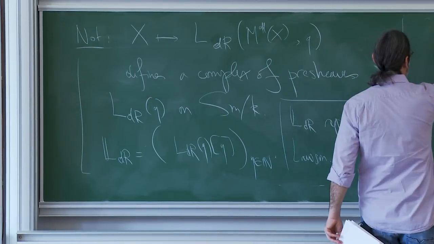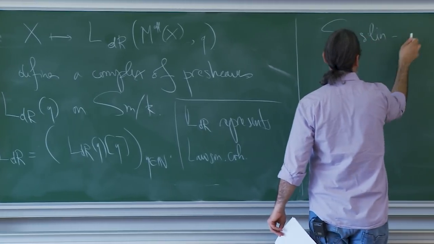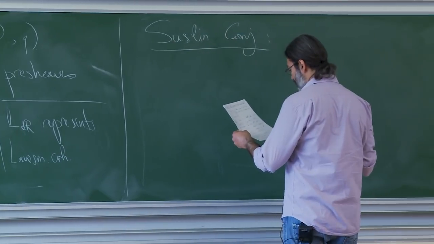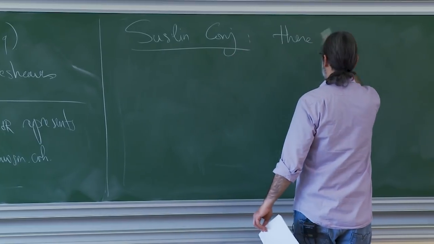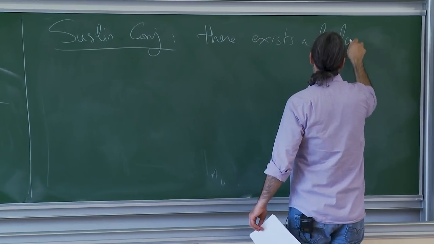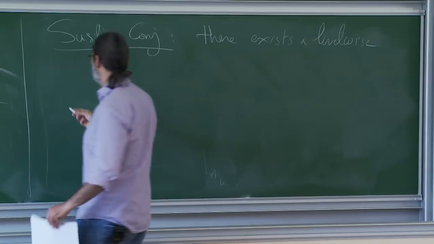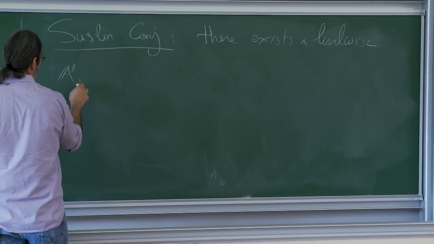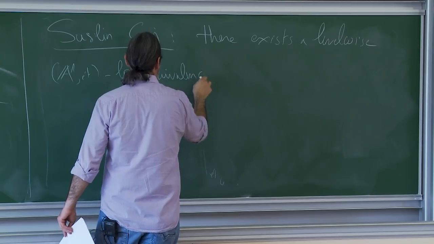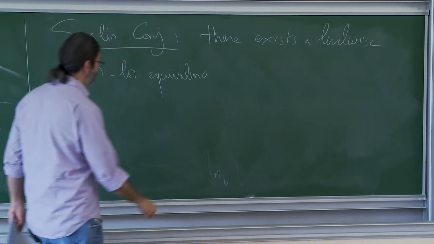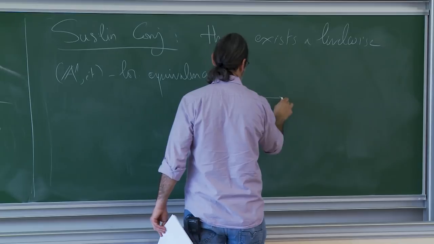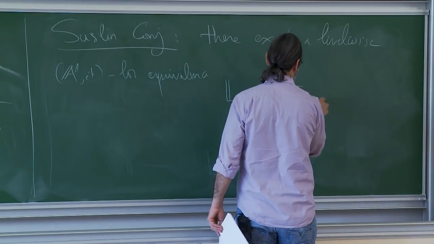Okay, now I can state the Suslin conjecture, the de Rham version of it. It says simply, again as a reformulation, that there exists a level-wise A1 étale local equivalence. In fact, it's even just an étale local equivalence, but okay, between the Lawson spectrum and the truncation of the de Rham complex.